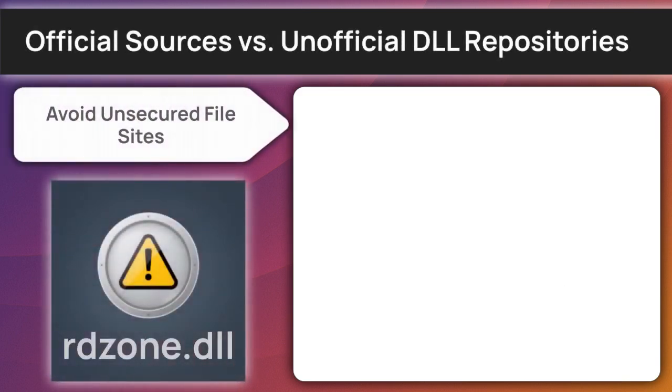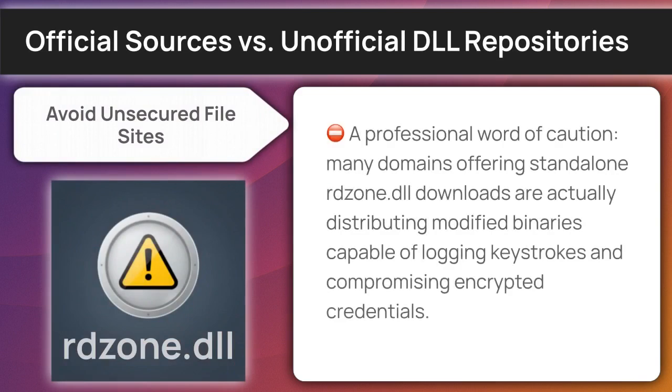To prevent any secondary issues, I recommend a cautious approach to downloading individual system files. The risk of a blue screen of death increases significantly when you attempt to manually swap out files like Rdzone library DLL in your System32 folder.